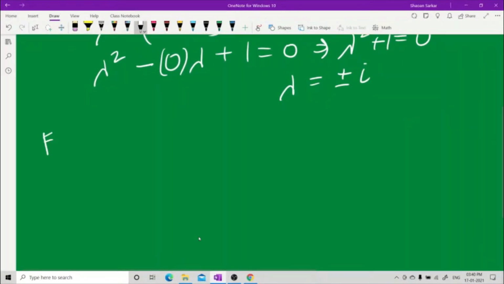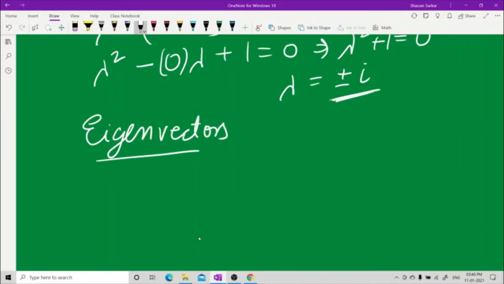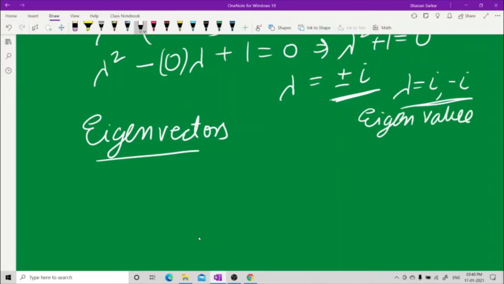Now we will find eigenvectors. Let me write down what I'm going to do. We are going to find eigenvectors. We found out the eigenvalues. What was that? Lambda equal to i and lambda equal to minus i. These were the eigenvalues. Now we are going to find the eigenvector corresponding to lambda equal to i.